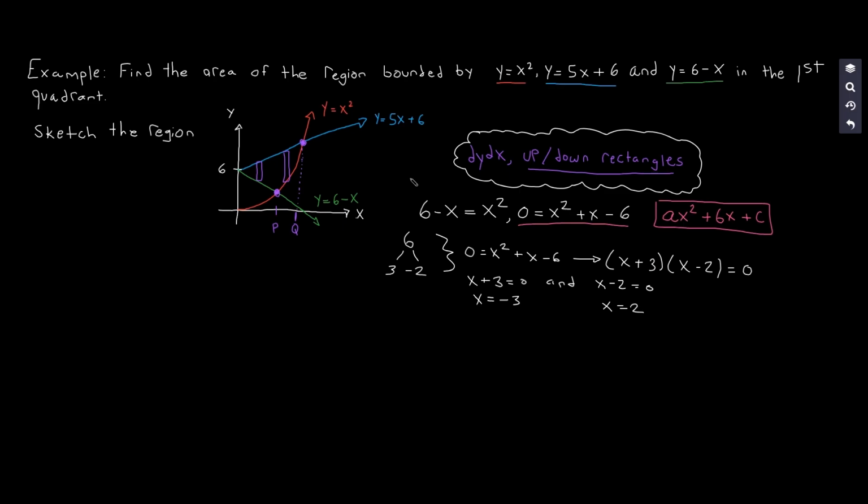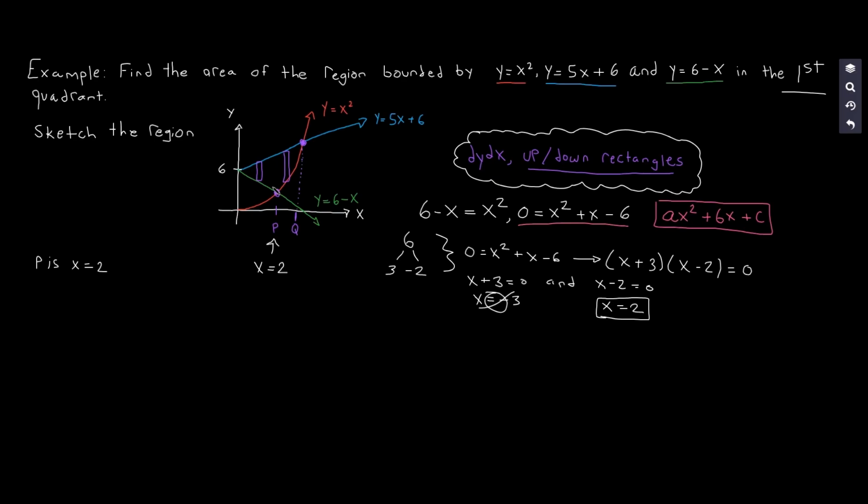Since we're looking at quadrant 1, right? It says the first quadrant, then we know that it's not going to be this guy here. It's going to be the positive one, right? x is positive. We're to the right of the origin. So P has to be x equals 2. Now we need to find what Q is, the intersection point here, where the region ends.